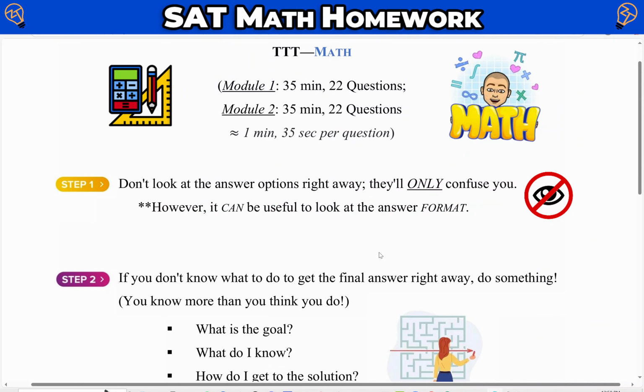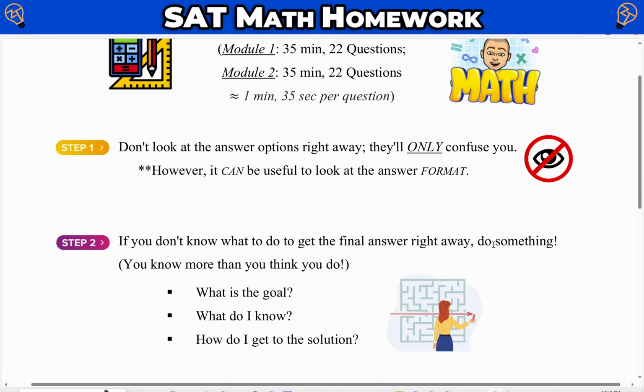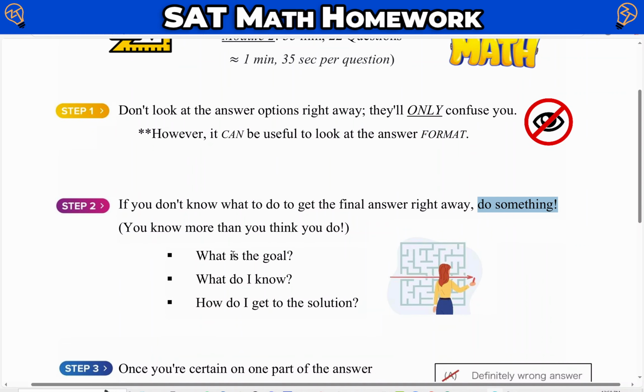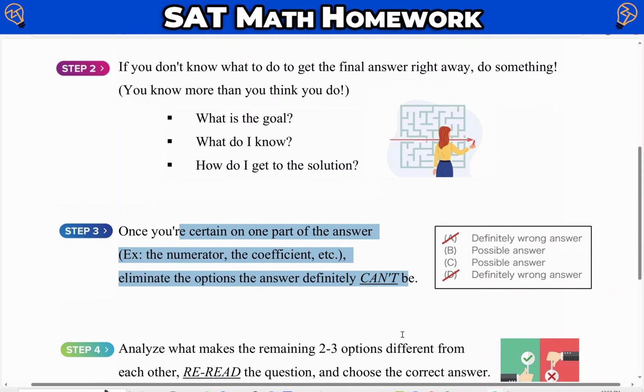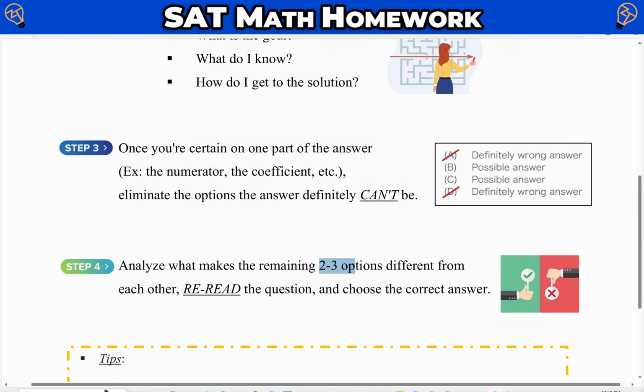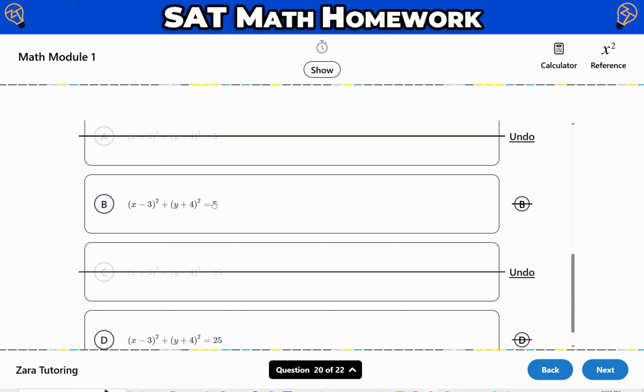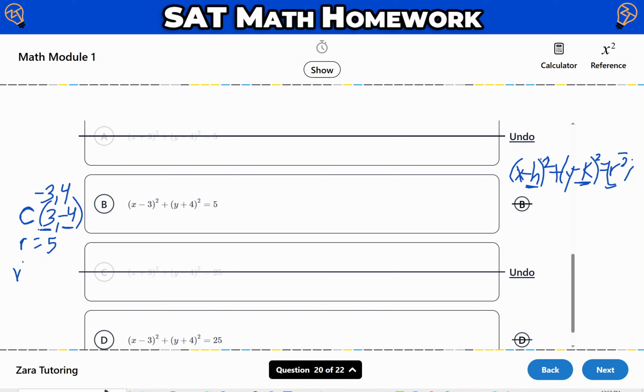And notice how beautifully that follows the Triple T. Do something. Well, actually, first, we looked at the answer format. They were all in the standard form. Do something, which is finding the center and being able to go ahead and do process of elimination. And then now we're going to look at the remaining two options in our case. So the difference is whether it should be 5 on the right or 25. Well, on the right side, it should be r squared, which means we should get 25 matching with option D.